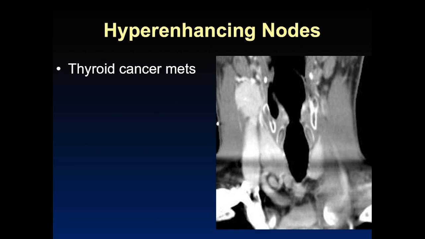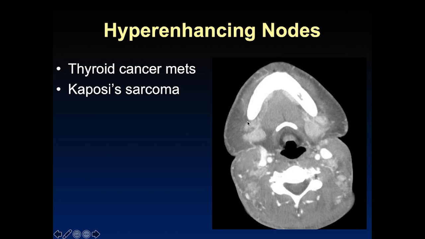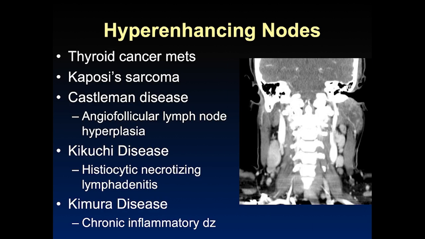If a node is hyperenhancing, there are a couple of things that pop to the top of your differential list, one of which is a thyroid cancer metastasis. So you can see in the right neck a very hyperenhancing lymph node over here. Another is Kaposi sarcoma. This patient has very diffuse anasarca and edema, but standing out against those, you see these very hyperemic, hyperenhancing lymph nodes, and this was biopsy proven to be Kaposi's sarcoma.